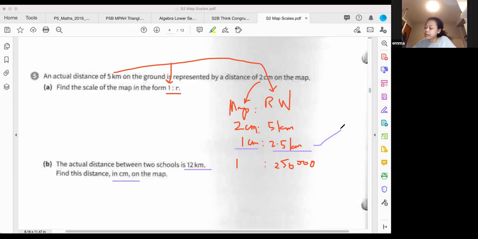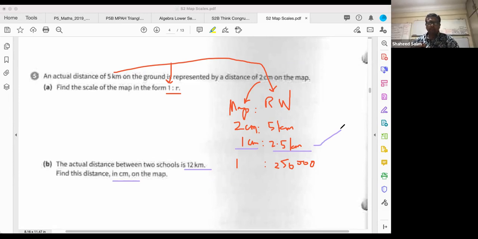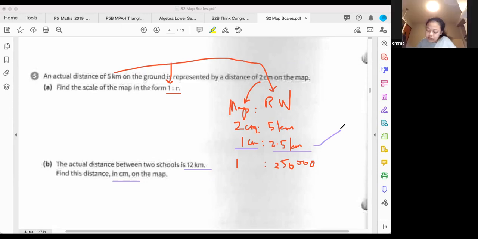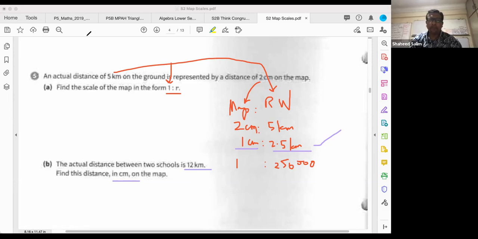4.8 cm. 4.8. Yeah, I think you're right. Divide by. Well done, Emma. Well done. Okay, now we move on. I think we're going to reach area now.